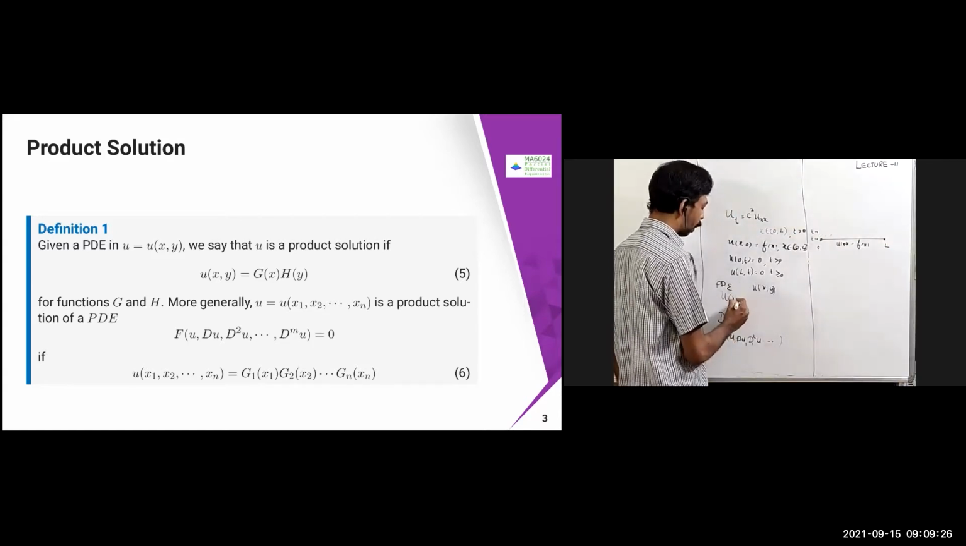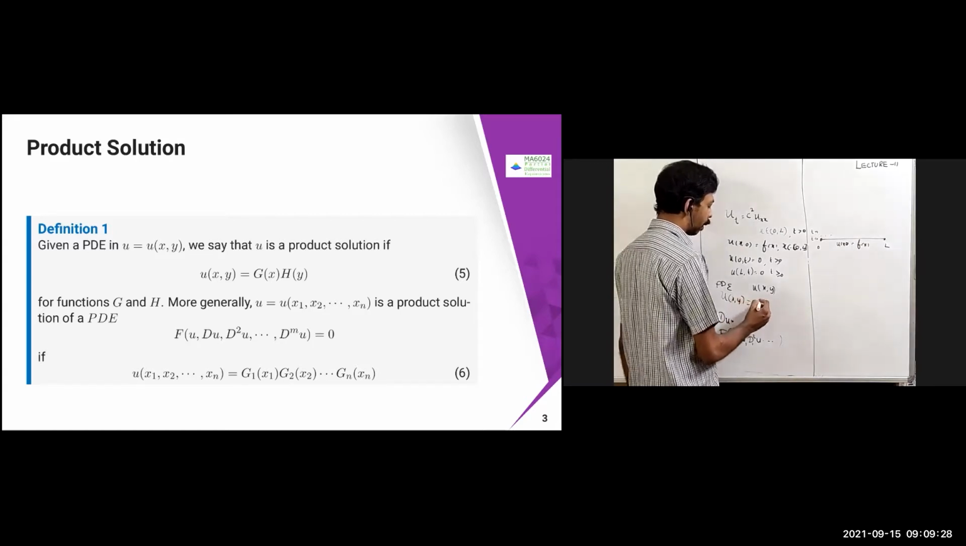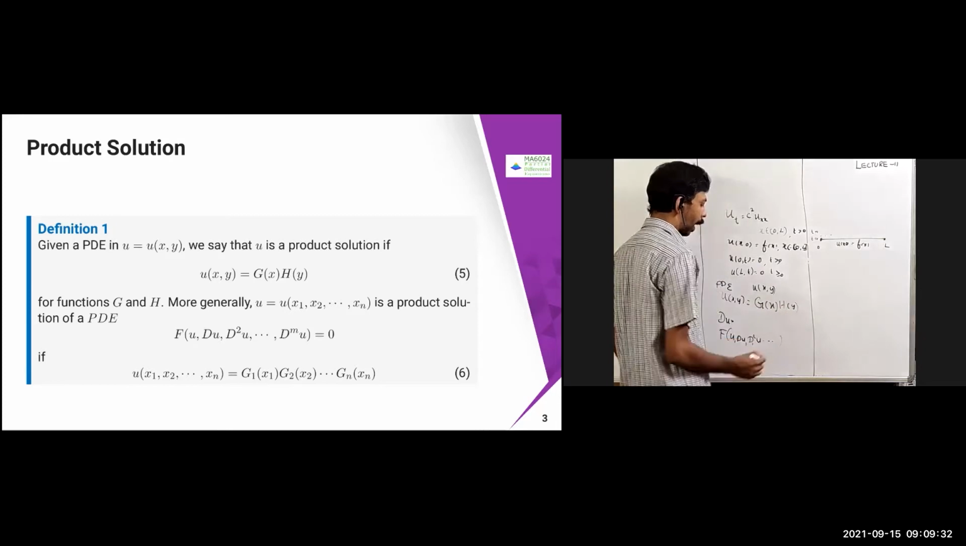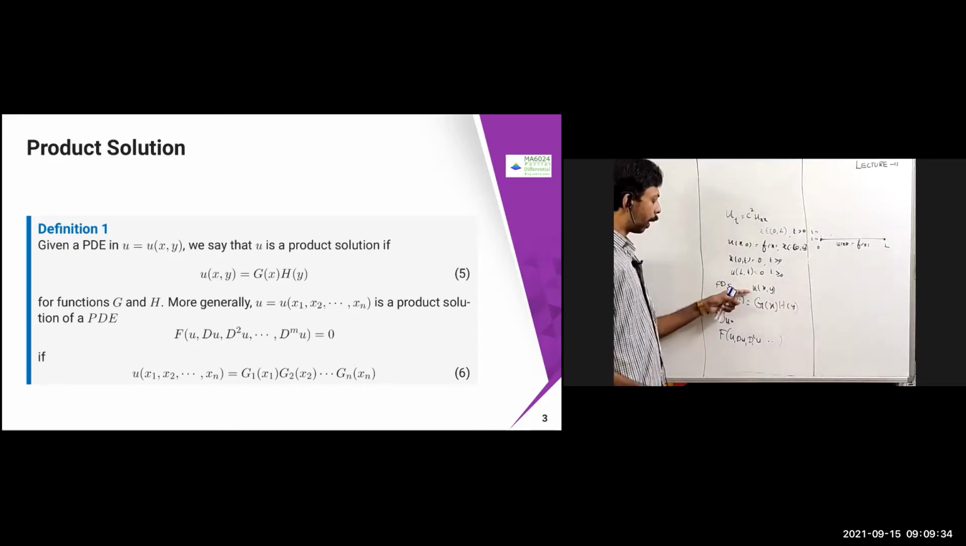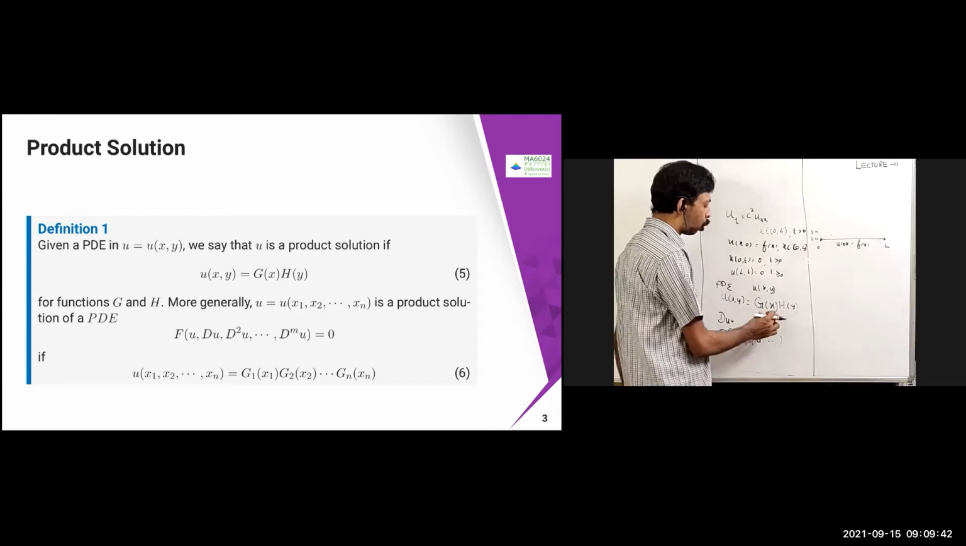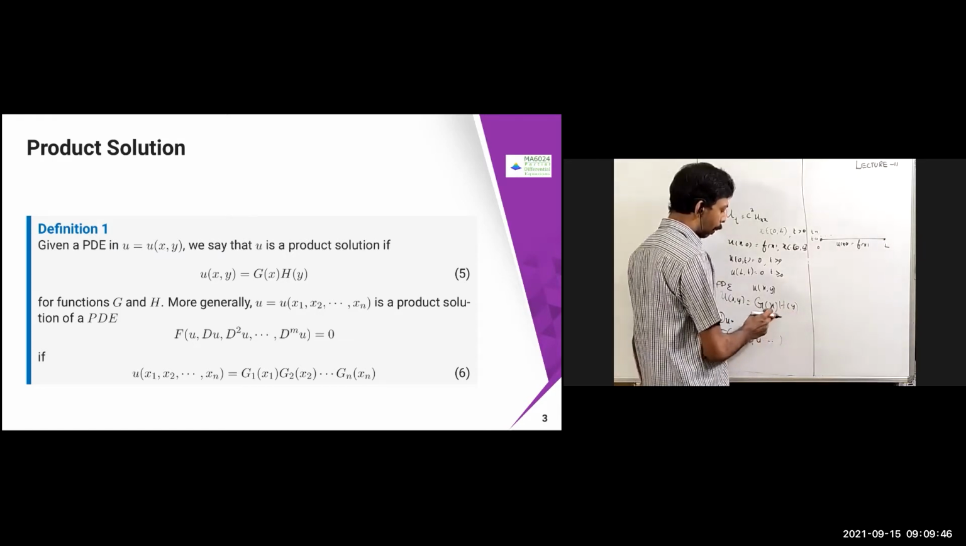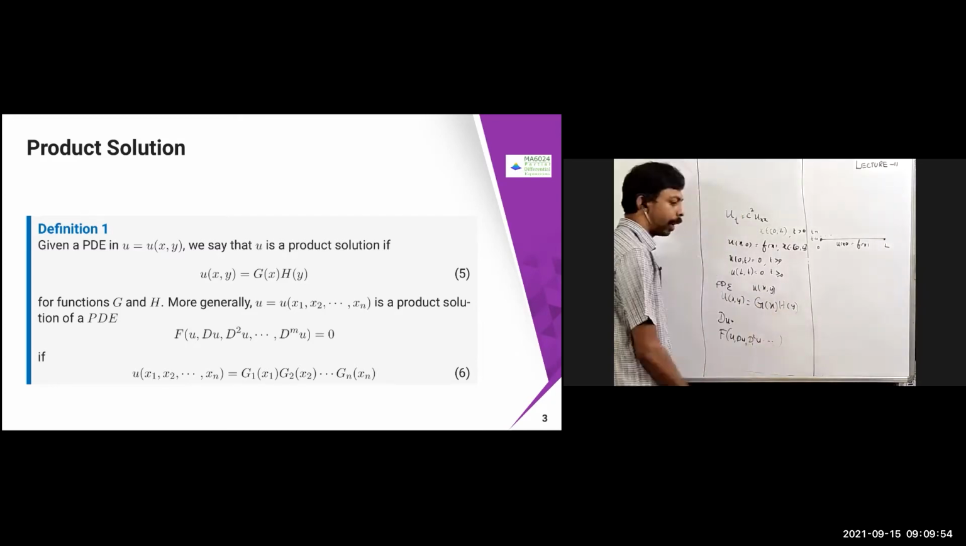Suppose u of x comma y can be written as some g of x into h of y. That is, I assume that my solution u of x comma y can be written in this form. This is an assumption I'm going to make. Suppose it can be written as a product of two independent functions, g of x and h of y. This is a function of x only, this is a function of y only. It's a product solution. Suppose u can be written in this format, for some functions g and h.